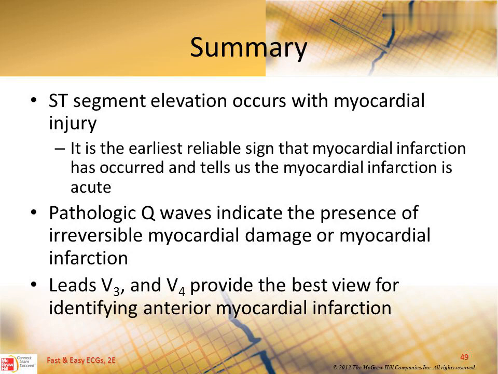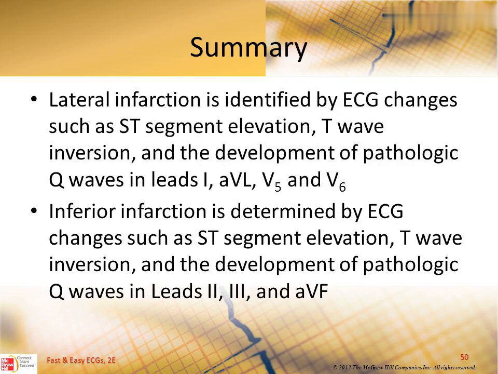Pathologic Q waves indicate the presence of irreversible myocardial damage or myocardial infarction. Leads V3 and V4 provide the best view for identifying anterior myocardial infarction. Summary. Lateral infarction is identified by ECG changes such as ST segment elevation, T wave inversion, and the development of pathologic Q waves in leads I, aVL, V5 and V6. Inferior infarction is determined by ECG changes such as ST segment elevation, T-wave inversion, and the development of pathologic Q waves in leads 2, 3, and aVF.